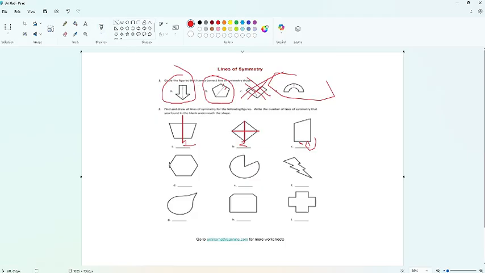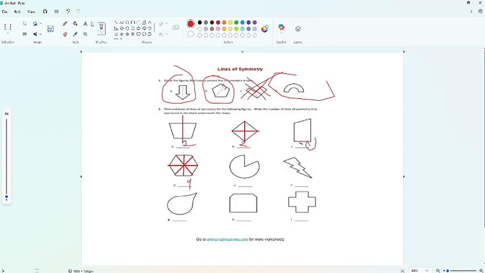Okay, hexagon. Let's see, this is correct. This, however, let me see that. Yes. Wait, maybe. Would this be correct as well? Oh, I think that would be correct. Okay, so 1, 2, 3, 4. So 4.